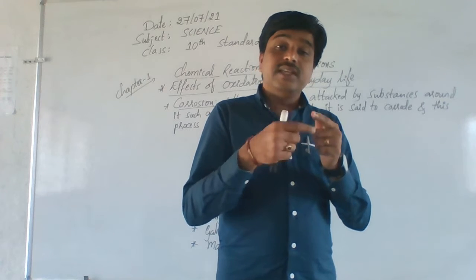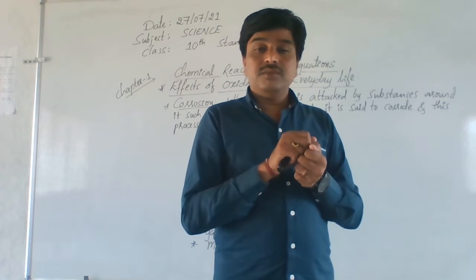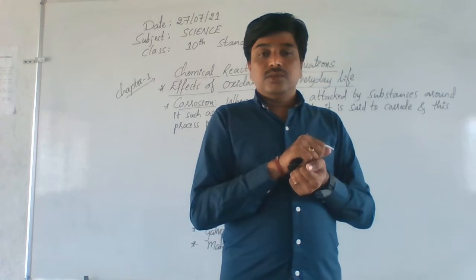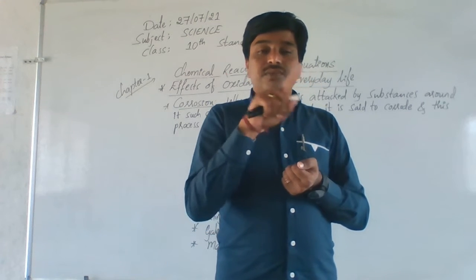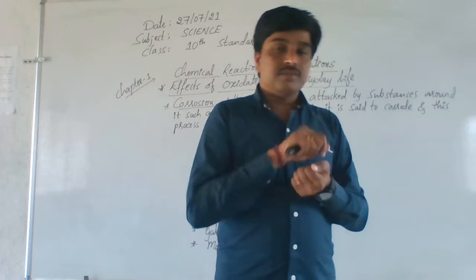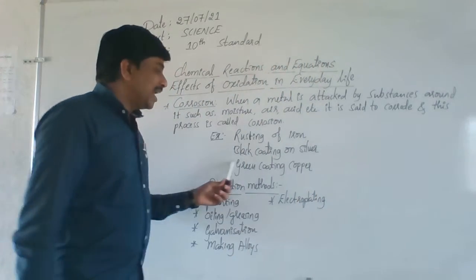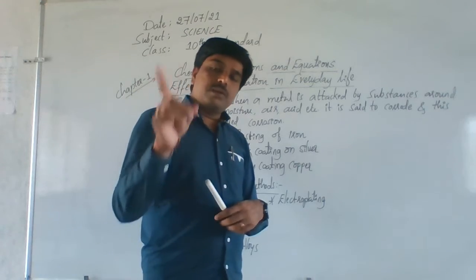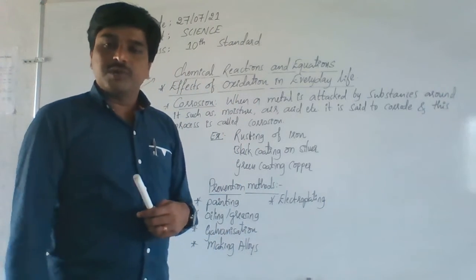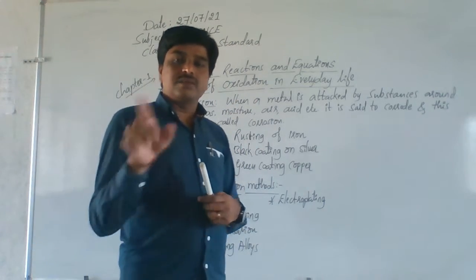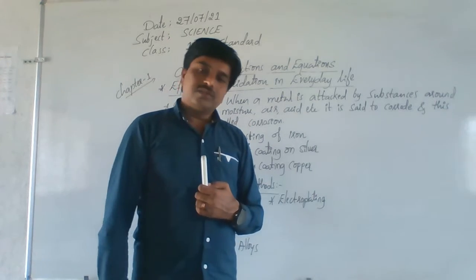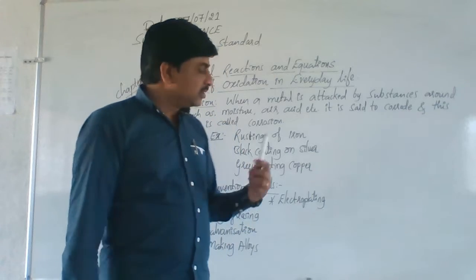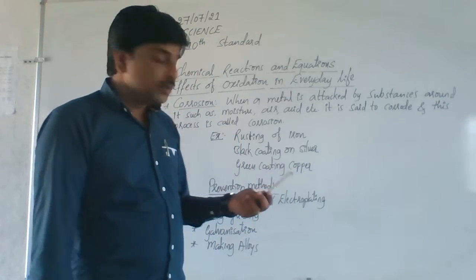That forms what? Silver sulfide, which is black in color. So a black coating of silver sulfide is formed on the silver. That is what we call the black coating on silver. It is because silver combines with sulfur present in the atmosphere, forming a black silver sulfide coating on it. That coating also corrodes the silver. So this is also a best example for corrosion.